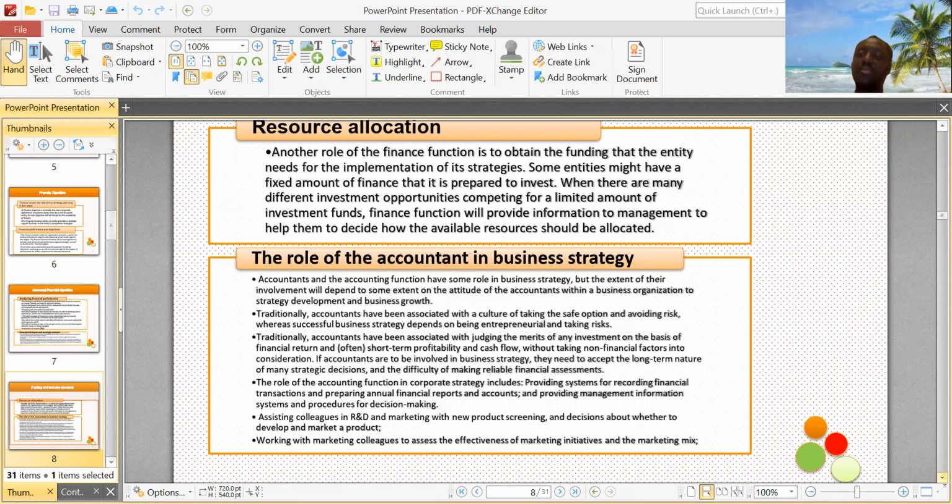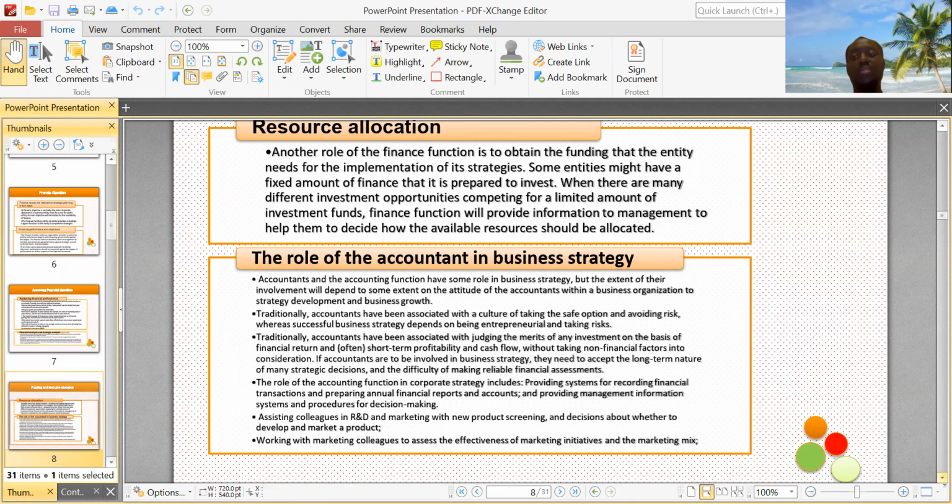So they must, one, have that holistic view when it comes to assessing or appraising projects, not only looking at the financial side of things, but the non-financial side. They must also provide that support for strategic decisions. All those things are the expectations of today's accountants. They must also help colleagues in research and development and marketing with new product screening and decisions about whether to develop and market a product.